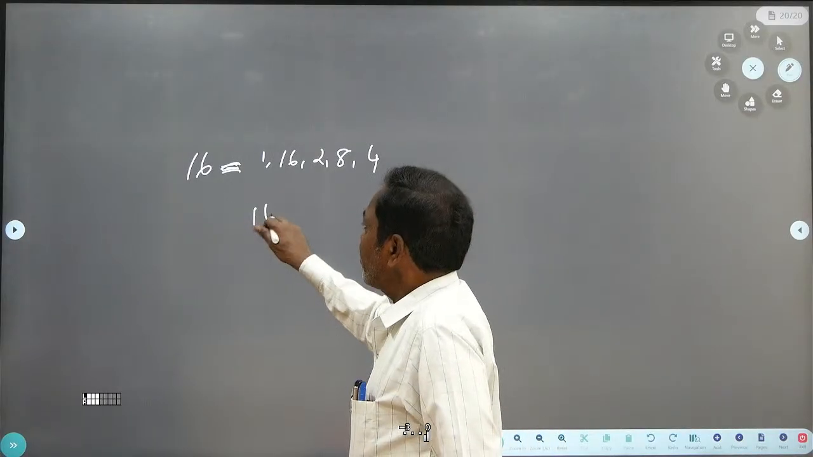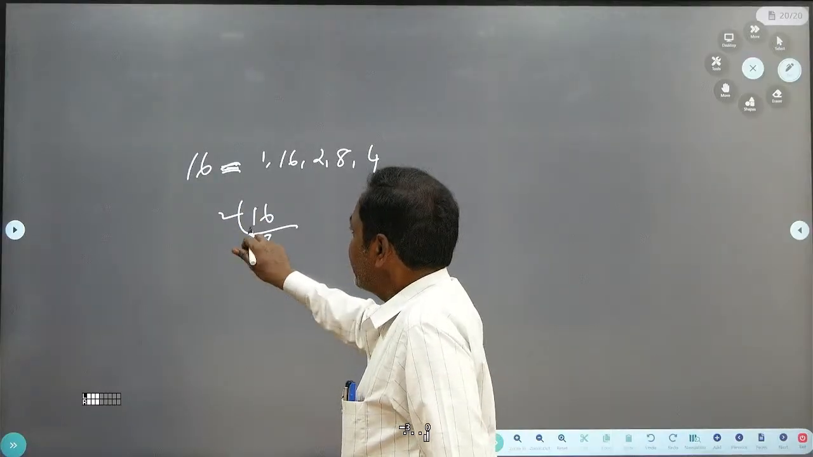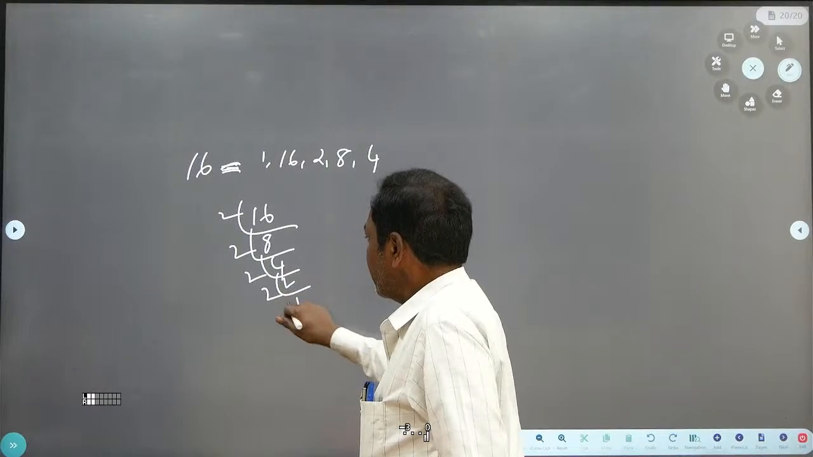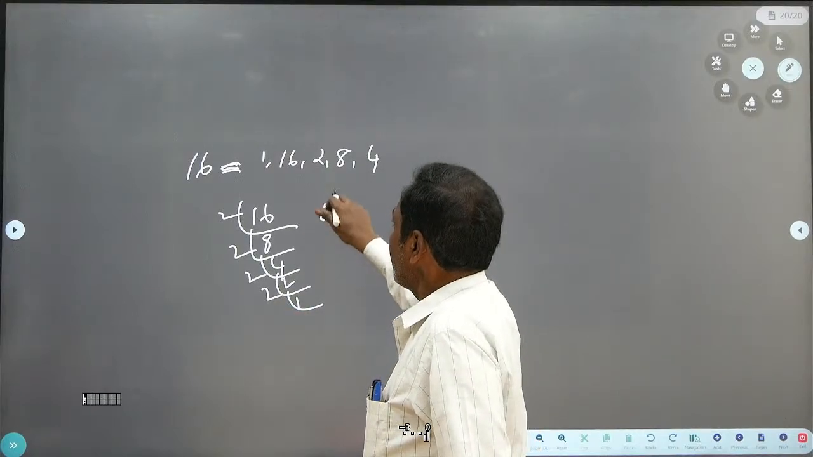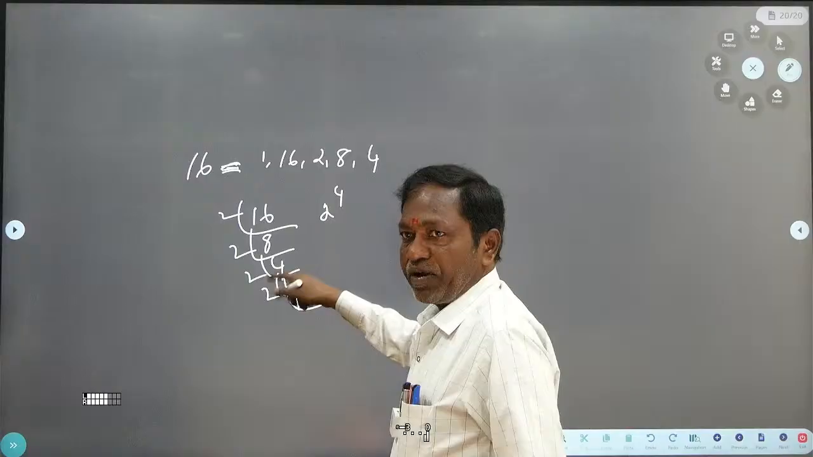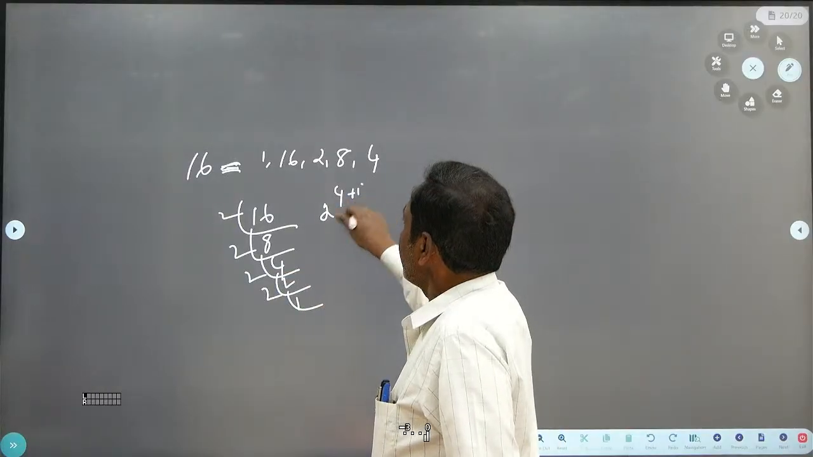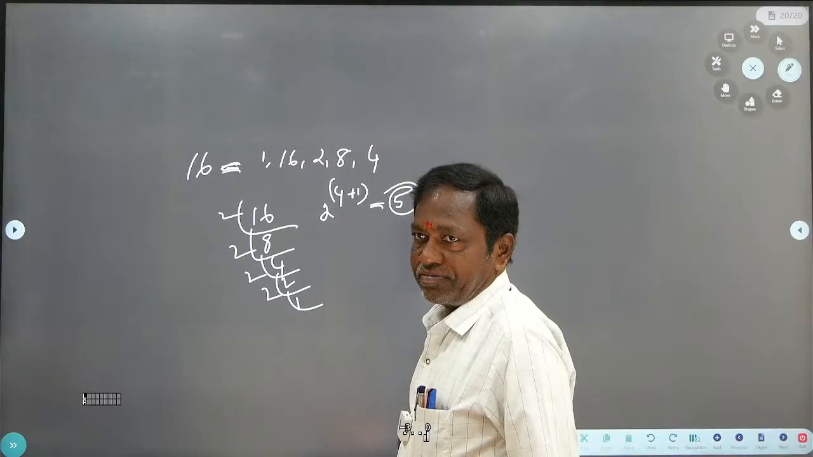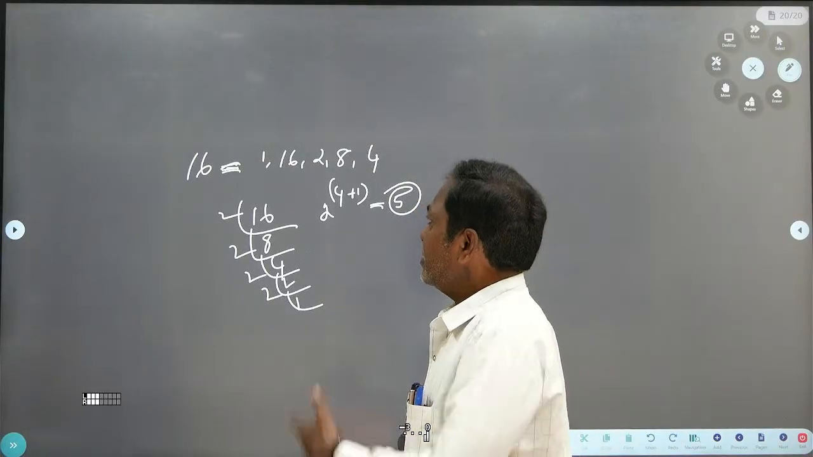If you take the LCM, what will happen? 2 to the power of 4, and there is only one prime factor, so the power plus 1. It means 5 factors. So that is the number of factors.